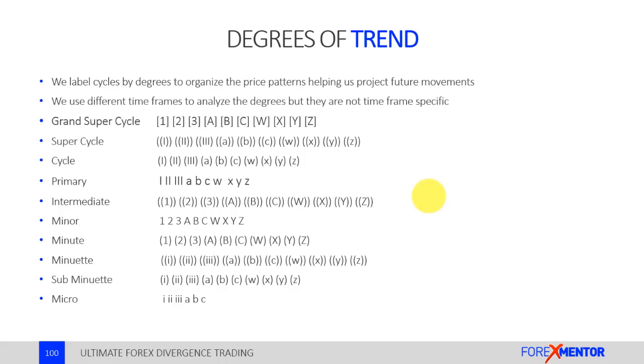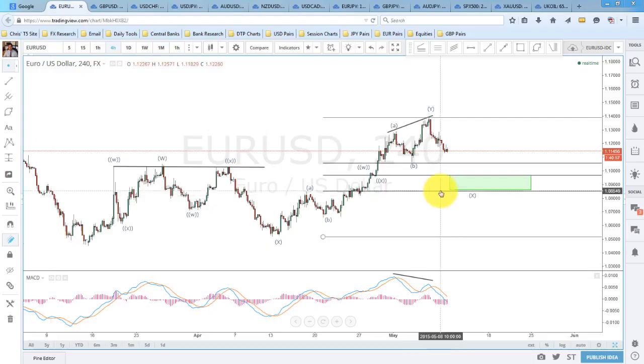Okay, so let's go ahead and just have a look at a price chart here. This is a current Euro USD, just so you can see how I have the different degrees labeled. Okay, so here we are. You can see we have a larger double pattern here. So we have a larger double that's made up of smaller fractal movements.